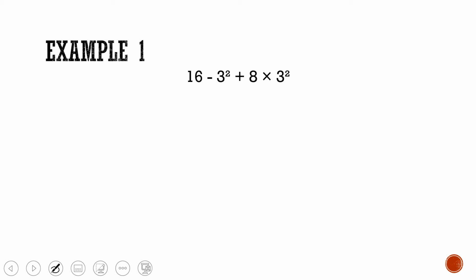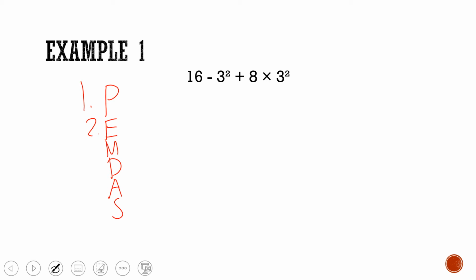First one, we have 16 minus 3 squared plus 8 times 3 squared. So I'm going to write down PEMDAS on the side to help us. P-E-M-D-A-S. PEMDAS. Now, first step, step 1, that P stands for parentheses. If we look at this problem, do we have any parentheses? That answer is no. So we go right to step 2, which is exponents.